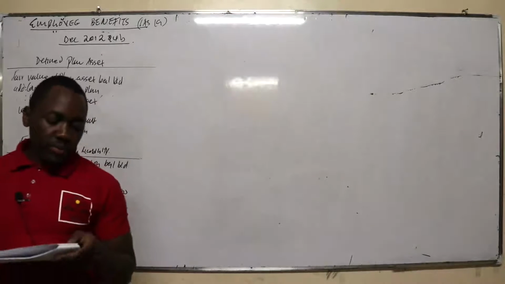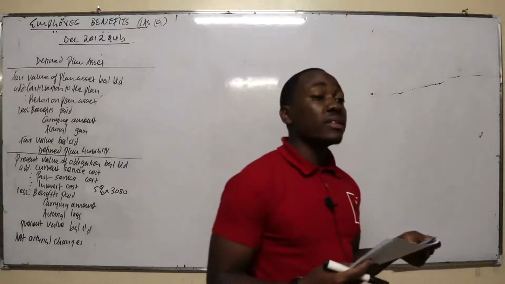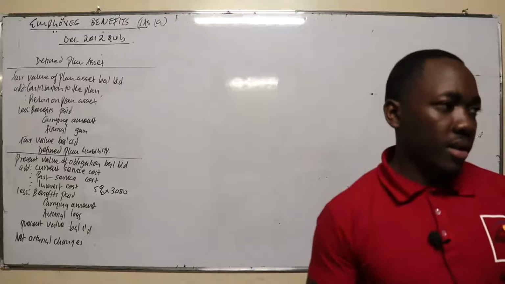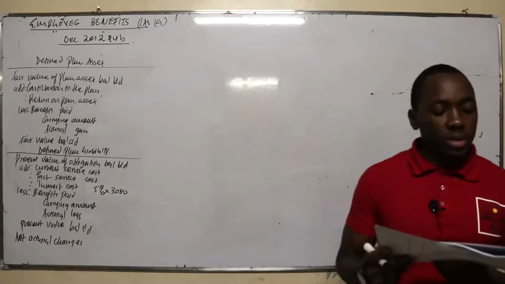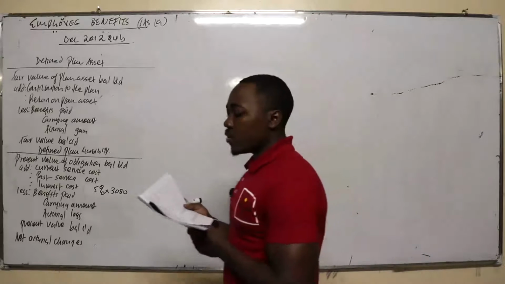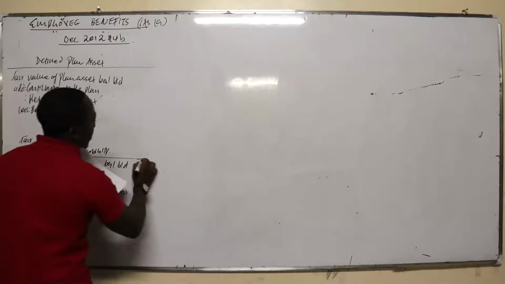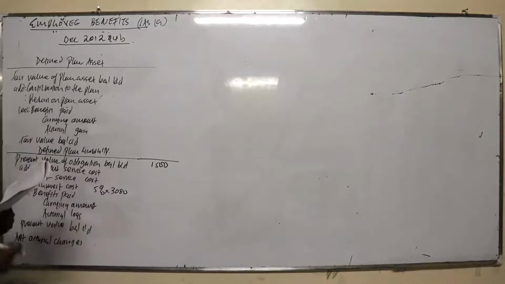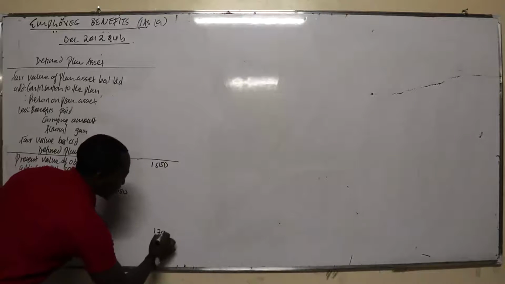Part B of the question: Wanda Industry Limited operates a defined benefit post-retirement plan for its employees. The plan is reviewed annually. The company actuaries have provided the following information. You are given the present value of obligation as at 1st October 2011, that's the liability balance brought down, an amount of 15. Then we have the present value of obligation as at 1st October 2012, that's the balance carried down, 1750.